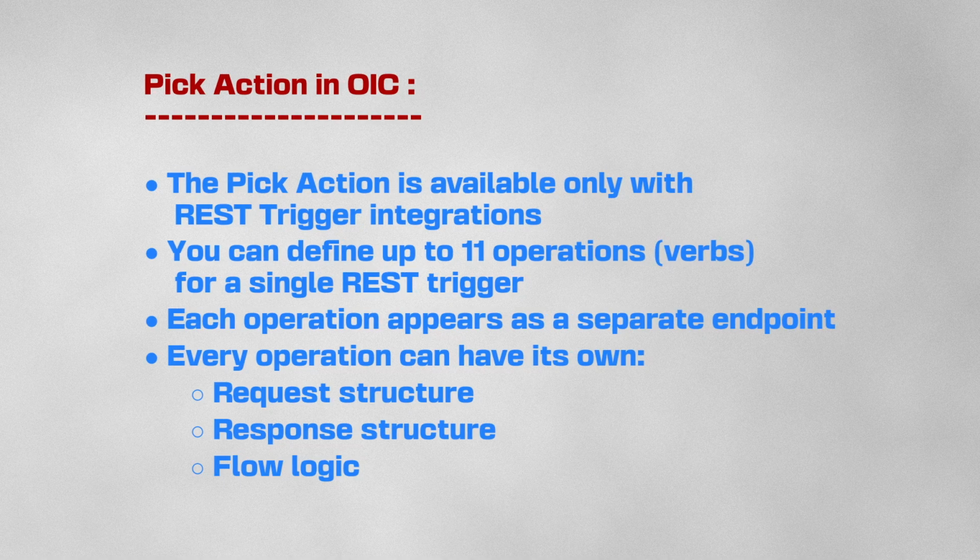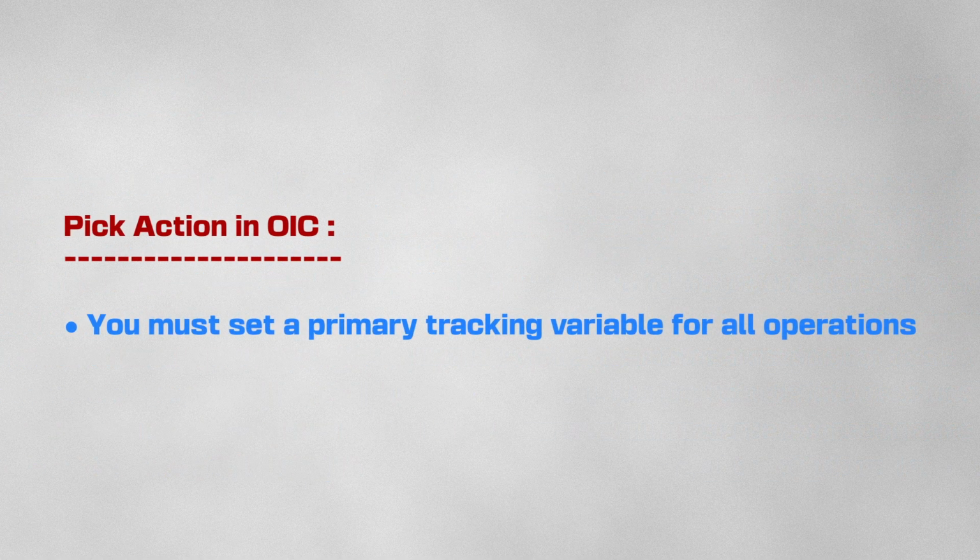A few things you should know about pick action. Pick action is available only for REST trigger integrations. You can define up to 11 operations for a single REST trigger, and each operation appears as a separate endpoint. Every operation can have its own request, response, and flow logic. Also, to activate an integration that uses pick action, you must set a primary tracking variable for all operations.